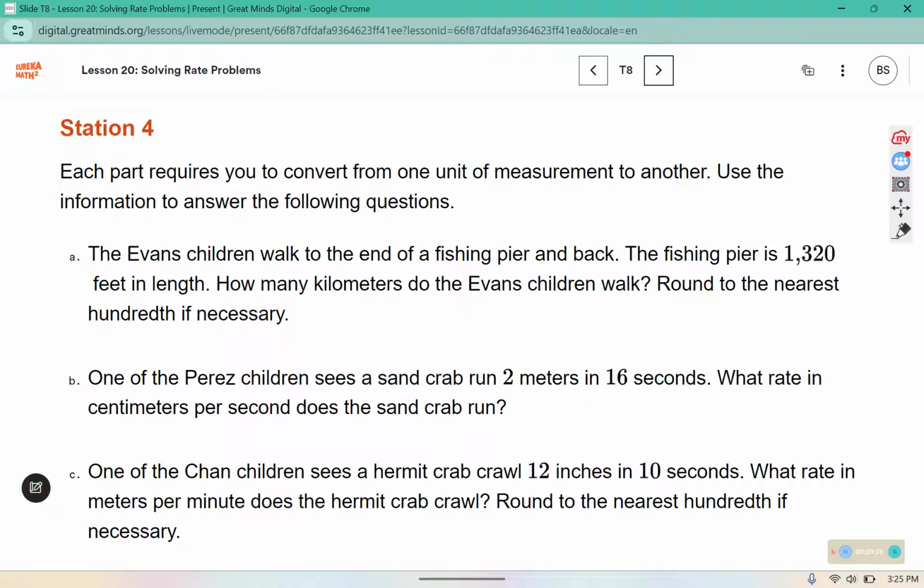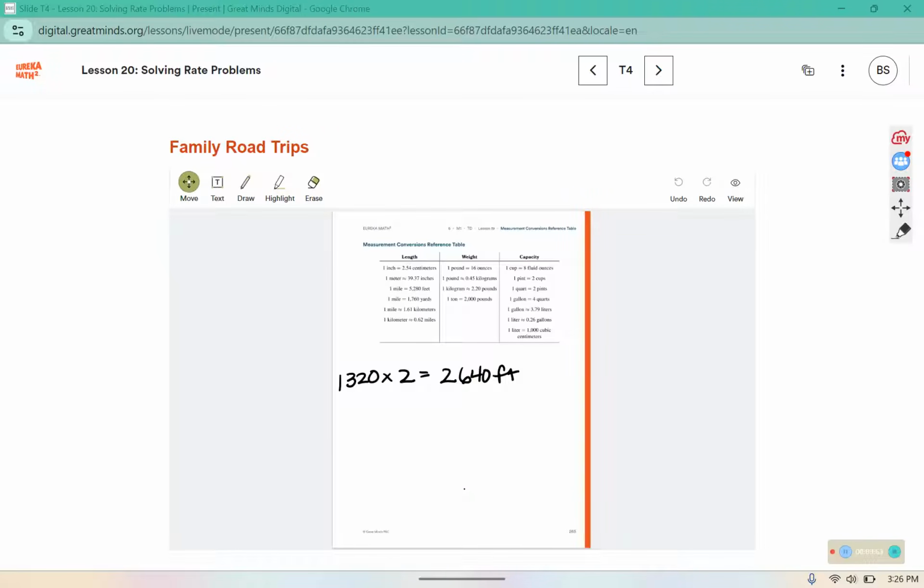So if the pier is 1,320 and they walk to the end and back, then it means that they do that twice. That gives us 2,640 feet in length, but we are trying to convert it to kilometers. On page 265, we have some conversions between feet and miles, and miles and kilometers. But we don't have any conversions between feet and kilometers, so we're going to have to do this in two parts.